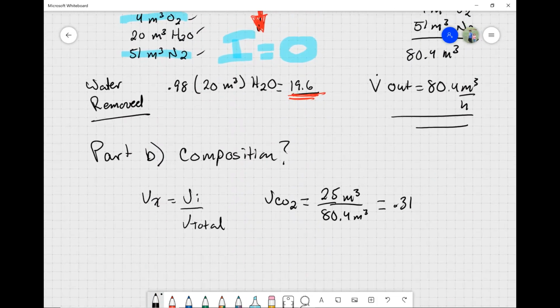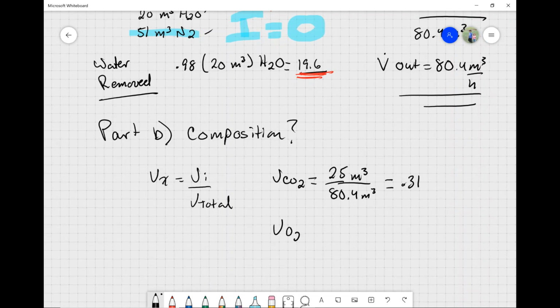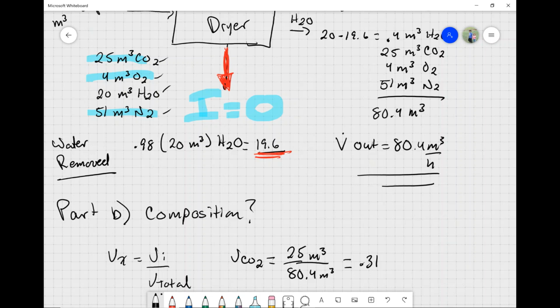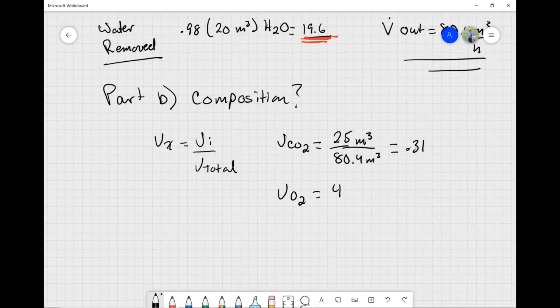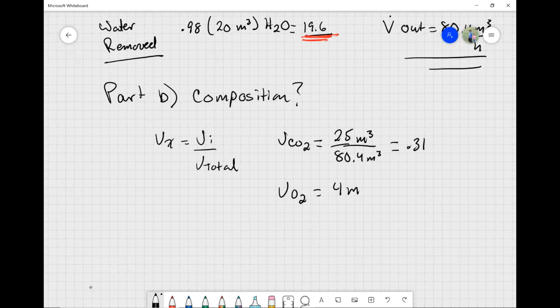The second one's VO2, and it was 4 meters cubed. And so 4 over 80.4 is, I'm going to round up, 0.05.